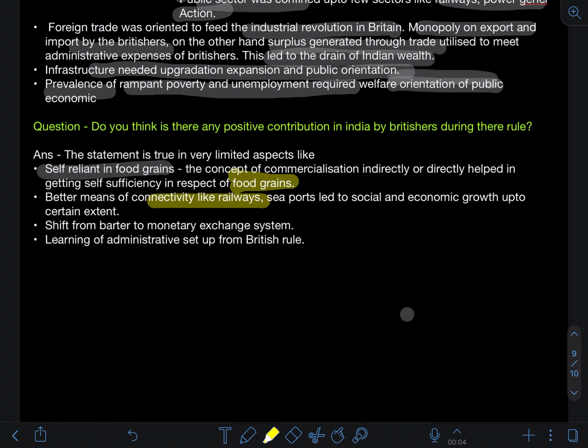At the same time, if you remember the Suez Canal, the seaports were opened to transport the goods for the Britishers, but somehow indirectly it helped people as well. So economic growth up to a certain limit. Keep this thing in mind. I keep mentioning a certain limit, certain extent, because it was benefiting us up to a certain point, not entirely benefiting us.